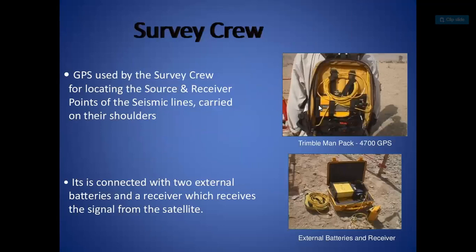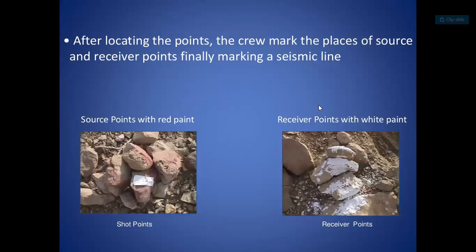Survey crew. GPS is used by the survey crew for locating the source and receiver points of the seismic lines. It is carried on their shoulders, connected with two external batteries and a receiver which receives the signal from the satellite, for shot points and receiver points. Source points are marked with red paint, receiver points with white paint. After locating the points, the crew mark the places of source and receiver points, finally marking a seismic line.